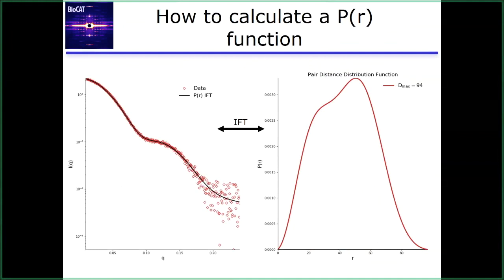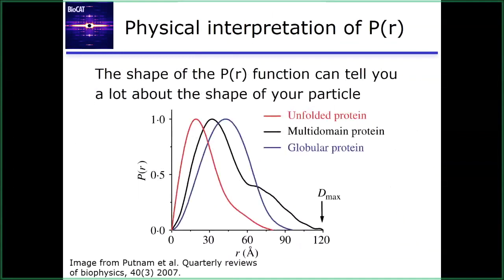So the question is, if you have a multi-domain protein, do you always get distinct peaks, or can you get a shoulder? The answer is usually you just get a shoulder. It's usually not separated enough to give you distinct peaks in the P of R. I think I can go back a few slides, you'll get something like this black curve, where you have a shoulder on the main peak.